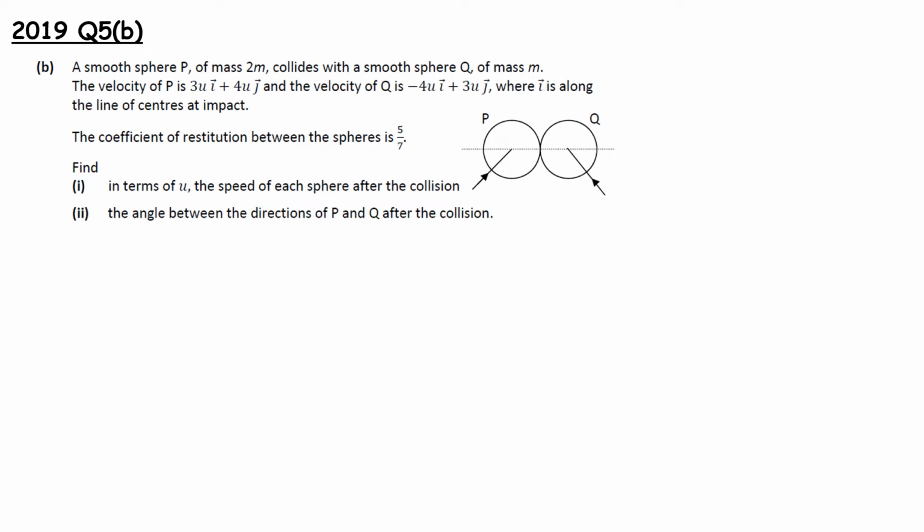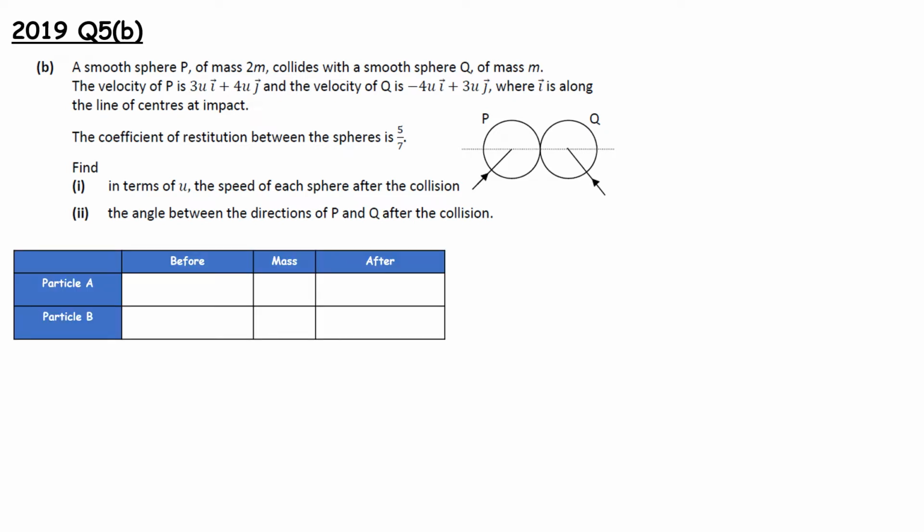So the 2019 question 5 part B. A smooth sphere P of mass 2m collides with a smooth sphere Q of mass m. The velocity of P is 3ui plus 4uj, and the velocity of Q is minus 4ui plus 3uj, where i is along the line of centers of impact. That's telling us something really important: when they bounce, it's only the i components that are going to change. The coefficient of restitution is 5/7. Find, firstly, in terms of u, the speed of each sphere after the collision, and secondly, the angle between the directions of P and Q after the collision.